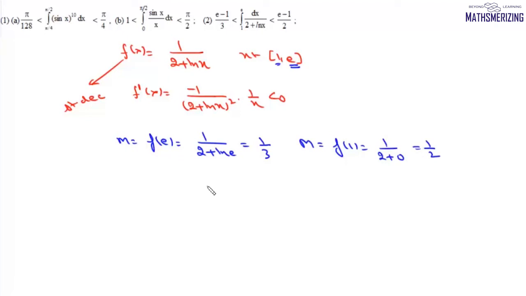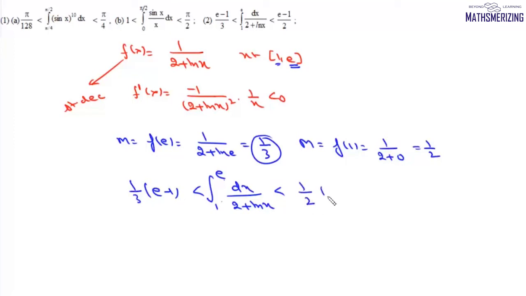and that will be 1 by 2. So the value of this integral from 1 to e of dx upon 2 plus log x will always be greater than small m, 1 by 3, into b minus a, and b minus a is e minus 1, and it will be less than capital M, which is 1 by 2, into e minus 1. So the value of this integral will lie between (e minus 1) by 3 and (e minus 1) by 2. And that's your third question.